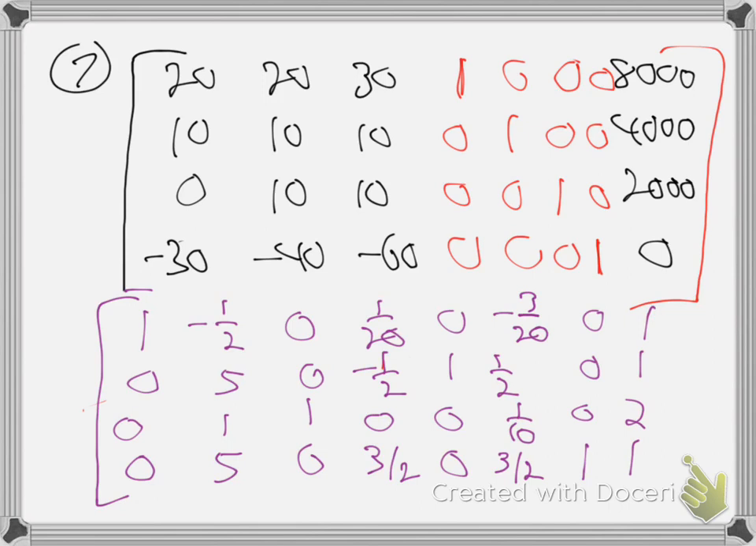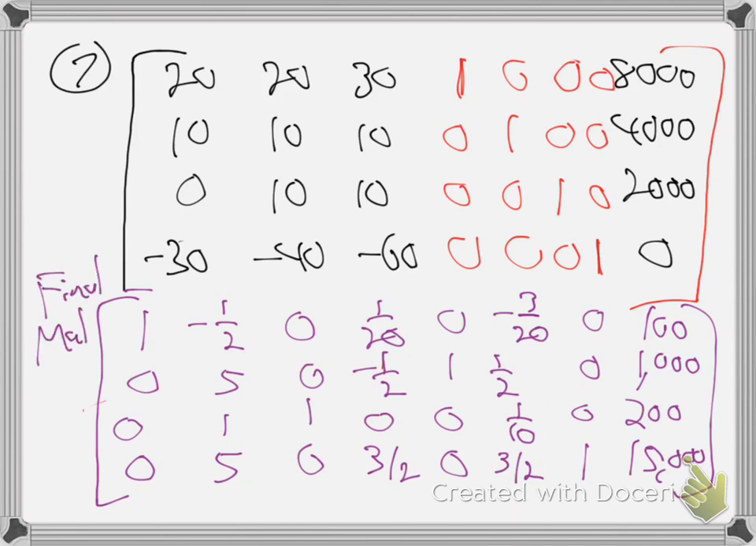What just happened? Well, that was wrong. This is 100, 1,200, and 15,000. There we go. There's the final matrix. When I hit simplex and I hit enter twice, I got the final matrix.